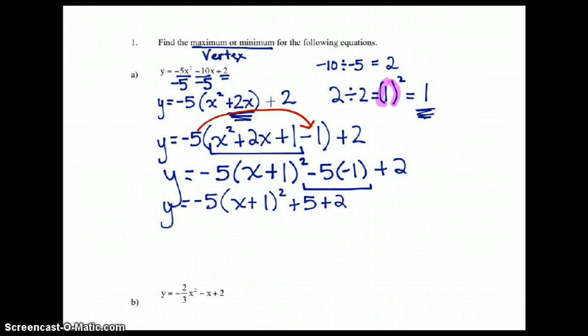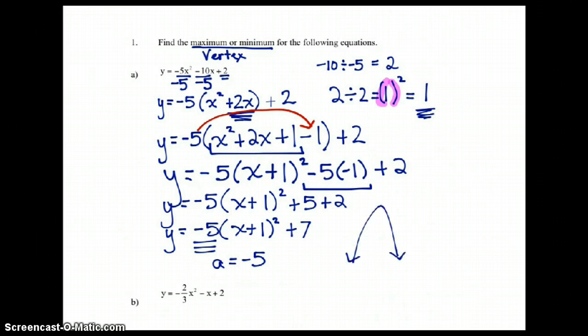Then you just simplify. So basically this is equal to y equals -5 x plus 1 squared, and then plus 7. So this is vertex form. You may need to state the maximum or the minimum, so you need to look at if this parabola opens up or down. Based on this a value being equal to -5, we know that this parabola is open downwards. So if you just make a quick sketch, you know it opens down, so it has a maximum value.